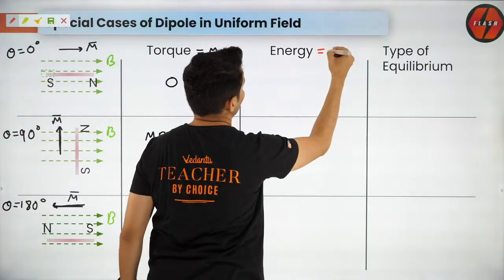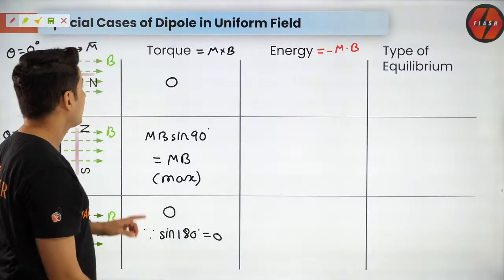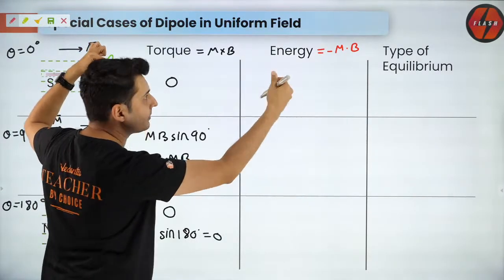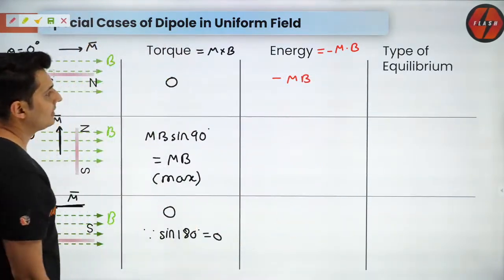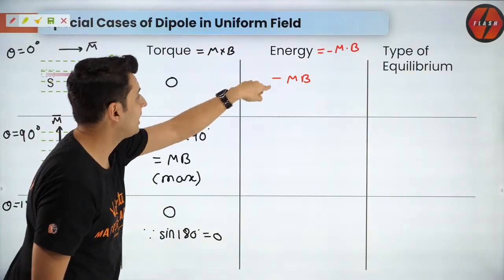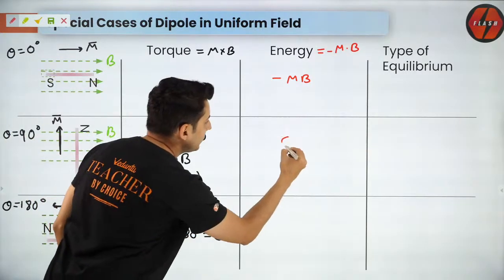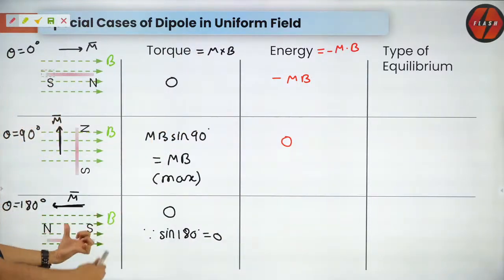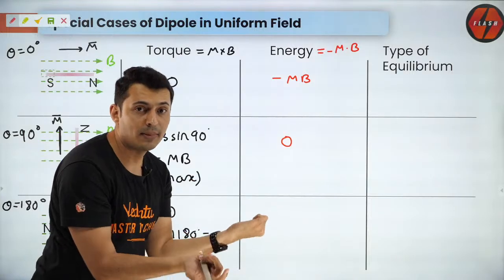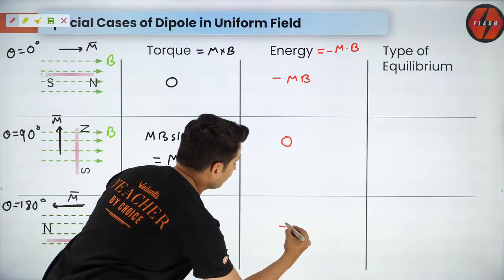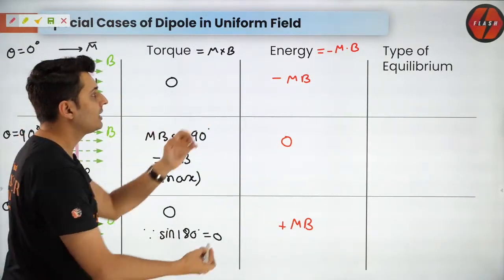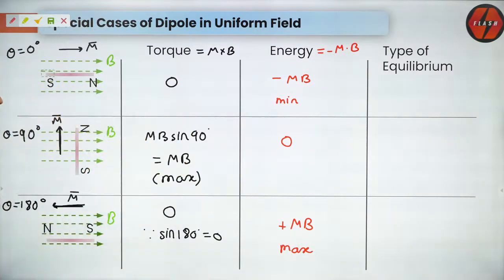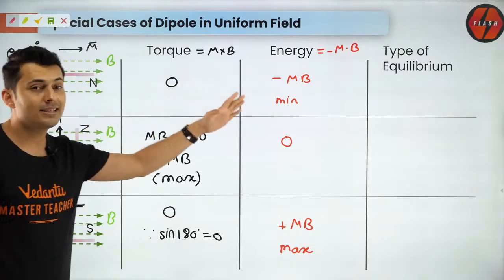Let's talk about energy, guys. Energy, recollect, potential energy was minus M dot B. Be careful. First case, M and B are parallel. So MB cos 0. Cos 0 is 1. So it will be minus MB. That minus came as it is. When it is 90, it is obviously 0. Cos 90 is 0, guys. It's a dot product. Be careful. And lastly, when it is opposite, what is cos 180? Cos 180 is minus 1. Minus 1 into minus 1, what will happen? Plus 1. So it will be plus MB. Do you see? This is the minimum energy, minus, and this is the maximum energy. Clearly you can see that. I hope this is clear.